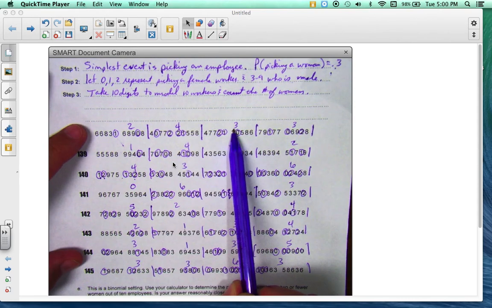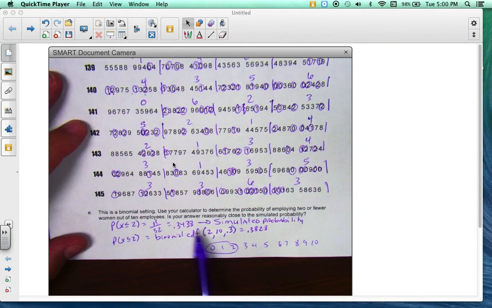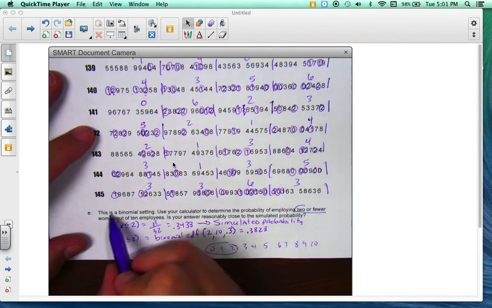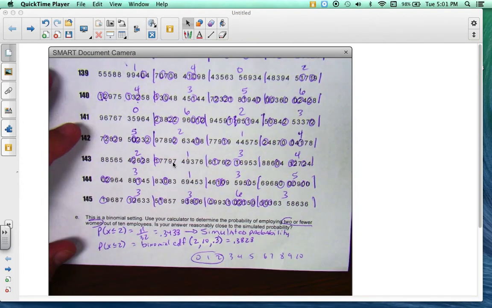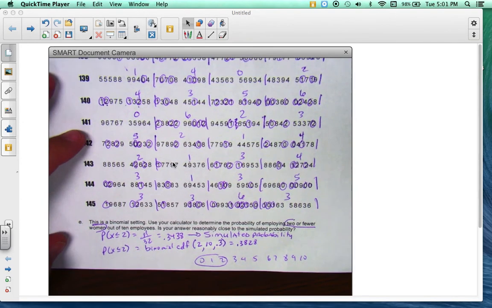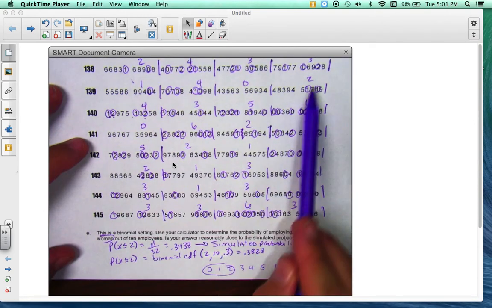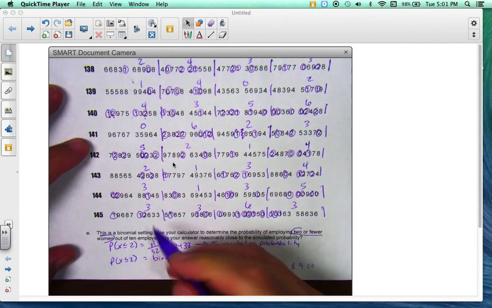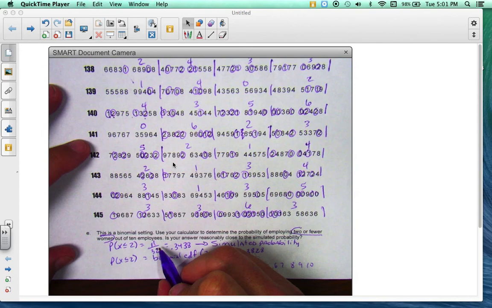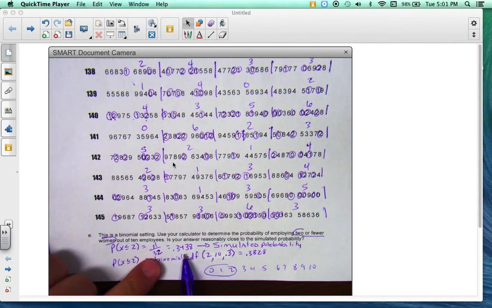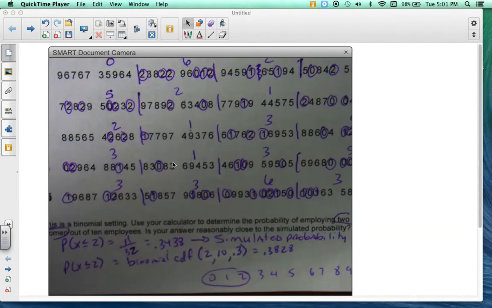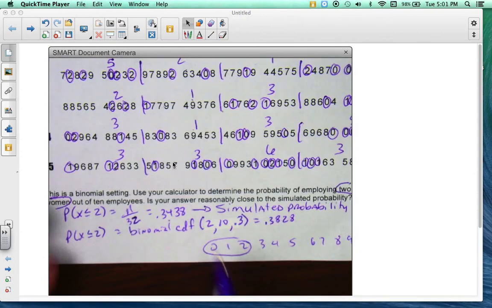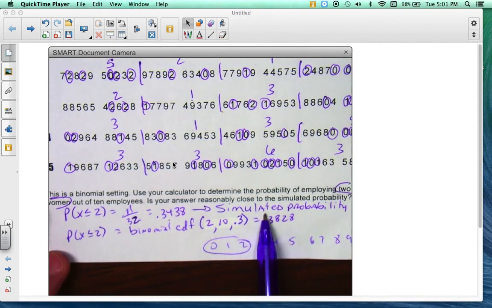Now, once you have all your simulations done, you answer the question. Use your calculator to determine the probability of an employer employing 2 or fewer women. So the only thing I did was I counted the ones that were 2 or less. So 1, 2, 3, 4, 5, 6, 7, 8, 9, 10, 11. So 11 out of 32 gave me a probability of 0.3438. Okay? Let me blow that up for you. So my simulated probability is 0.3438.